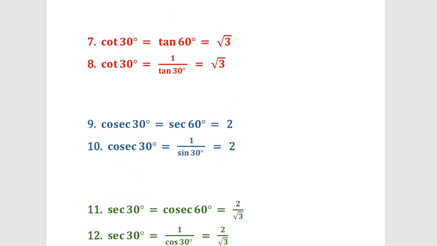Formula 7, cot 30 degree equals tan 60 degree equals square root of 3. Since 30 and 60 are complementary. And formula number 8, tan 30 and cot 30 are reciprocal. So cot 30 degree equals 1 by tan 30 equals square root of 3. Similarly, formula number 9, cosec 30 degree equals sec 60 degree equals 2. Formula number 10, cosec 30 degree equals 1 by sin 30 degree equals 2.